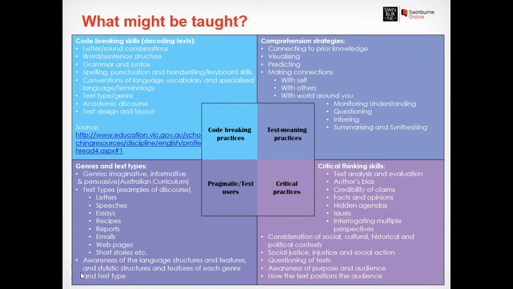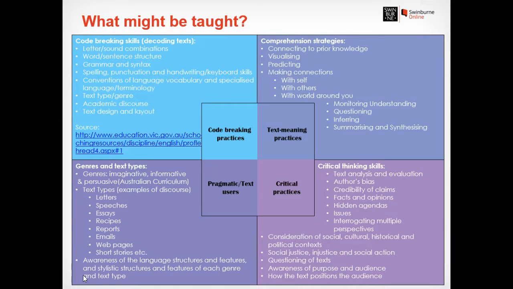So in other words, children would know how a letter is structured. They would know the purpose of writing a letter. They would moderate their language depending on the purpose and audience of the letter, and so forth. So the final resource in the model is critical practices. And as I've mentioned earlier, this relates to a child's ability or anyone's ability to think critically about a text.